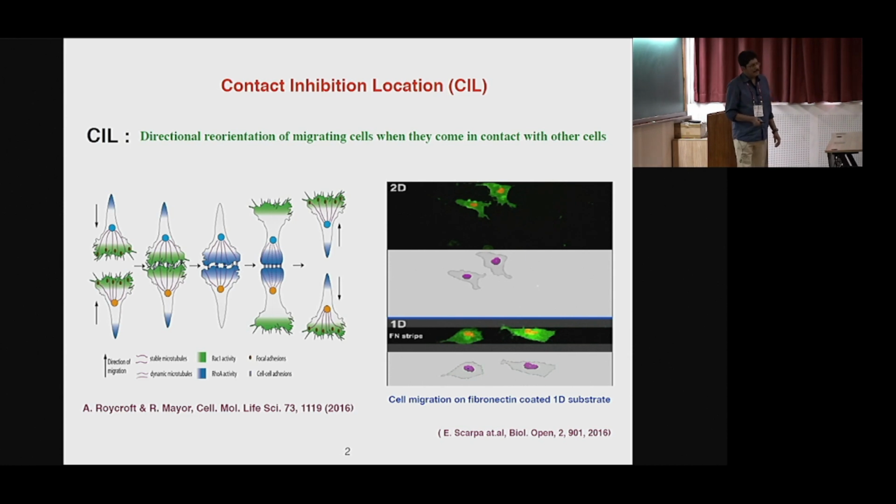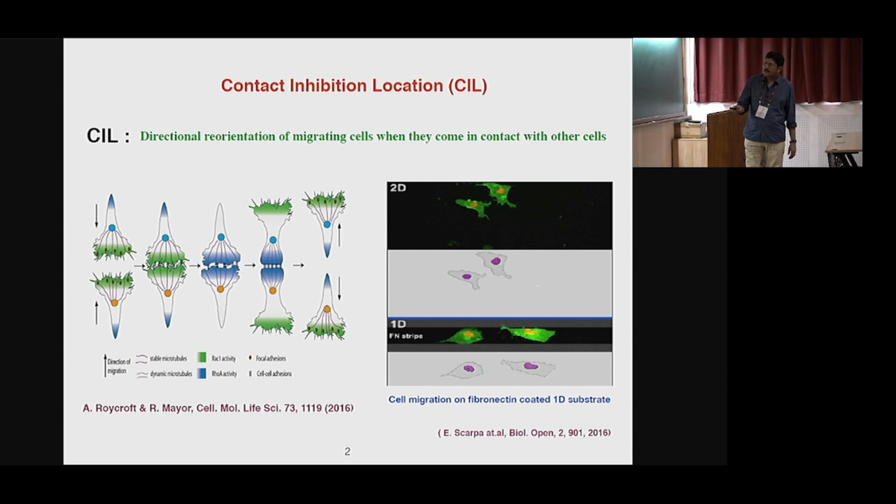In fact, it is seen in a wide class of cells like neural crest cells or Madin-Darby kidney cells and other classes of cells. And it is believed that this propensity of the cells to reorient is crucial to understanding even the process of wound healing or cancer cell migration.